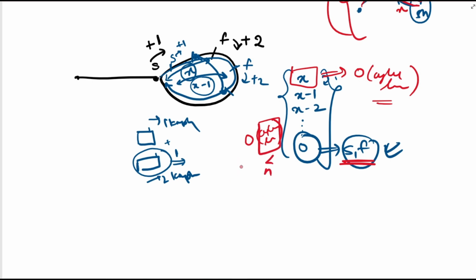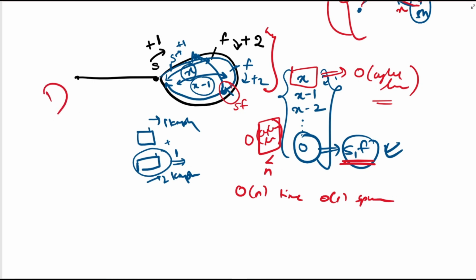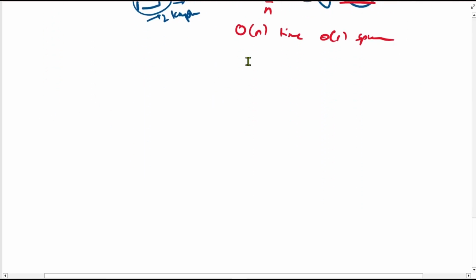So what we can say is that this whole thing of finding the meeting point where S and F both land will take order of n time and, of course, order of one space. So that is the first question that we have answered. Let's try to answer the second question.